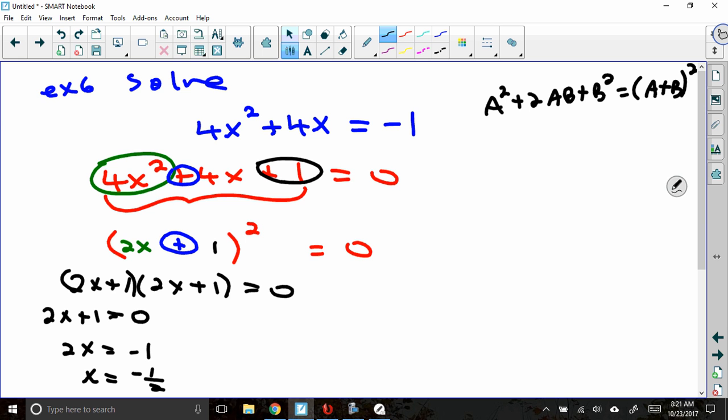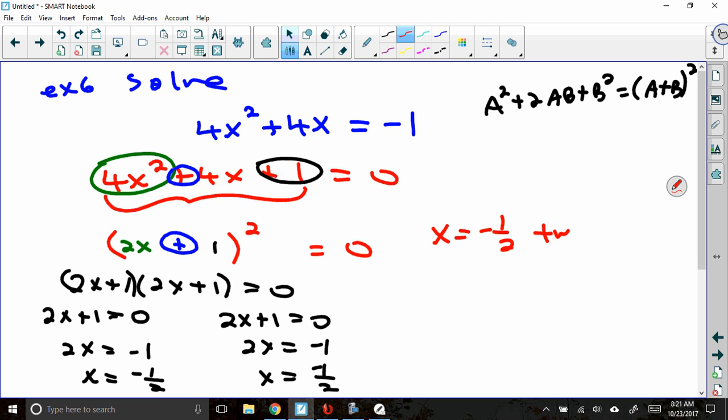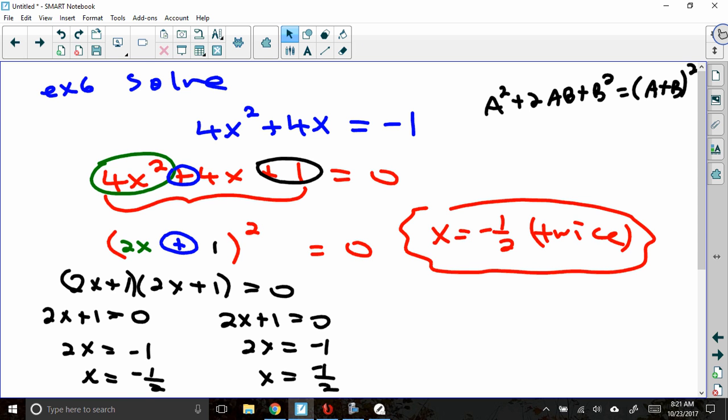And something happens here. We get 2x plus 1 equals 0, so 2x is negative 1, so x equals negative 1/2. And you might say, well, that's kind of redundant. It's like saying the same thing you just said a minute ago. But it is worth noting, bless you. So the deal is x equals negative 1/2 twice. That's our answer.